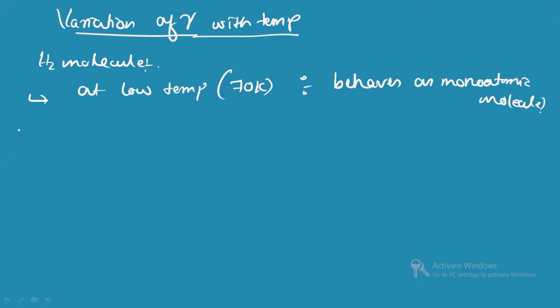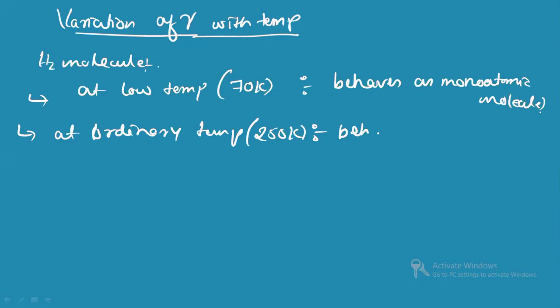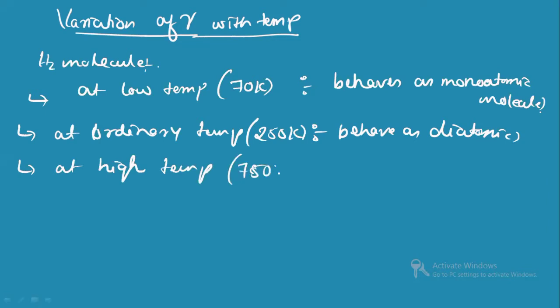Now, if you consider it at ordinary temperature, about 250 Kelvin, at this temperature the molecule will behave as diatomic. And if I take it at high temperature, about 750 Kelvin, then the hydrogen molecule will behave as triatomic. This is how the variation of gamma takes place with temperature.